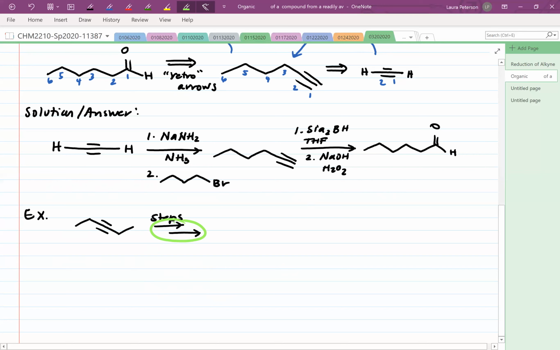There might be multiple correct solutions to various synthesis problems. And so, at this point, I'm not going to grade for efficiency in any way, as long as you get to the product that was given, in a reasonable set of chemical steps, that would be a reasonable answer. Okay, so let's go ahead and make this molecule.